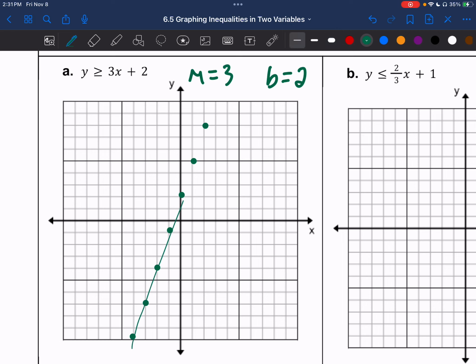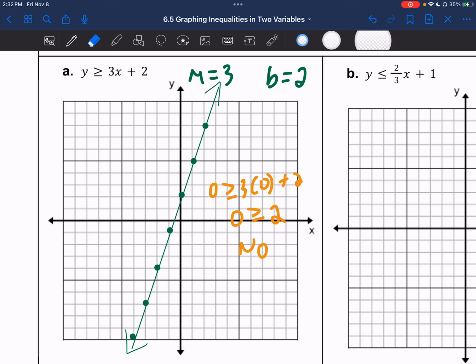And you're going to connect your dots. And this one is a solid line, so I don't need to erase anything. I use my test point because I am not going through the origin. Is 0 greater than or equal to 3 times 0 plus 2? Is 0 greater than or equal to 2? No. So we are going to be shading above this line.